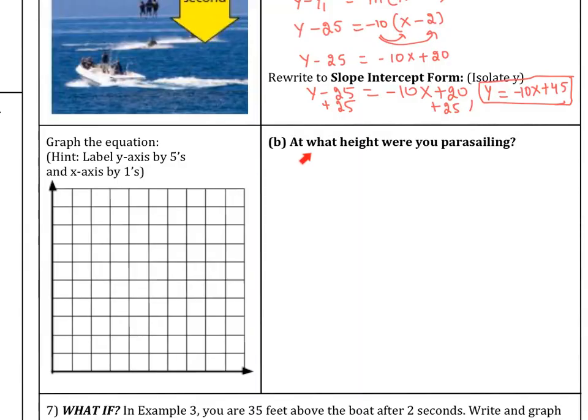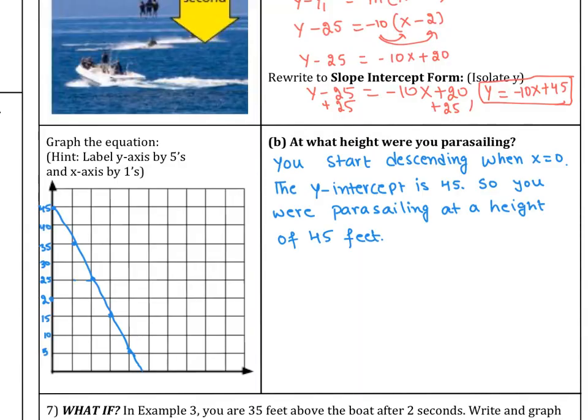Next is part B. At what height were you parasailing? You start descending when x is 0. So when x becomes 0, which means the y-intercept, the parasailing starts to descend. The y-intercept is 45, so here is 45. So you were parasailing at a height of 45. So you start from 45, and then since the slope is negative 10, you go down 10 over 1, down 10 over 1, down 10 over 1, and there you're going to get the line graph of parasailing.